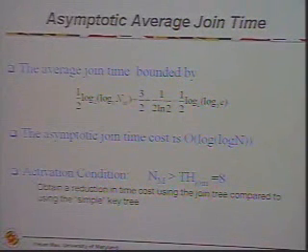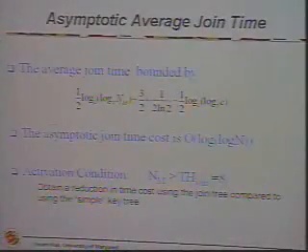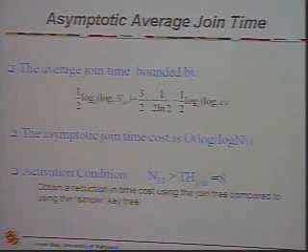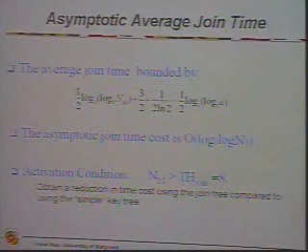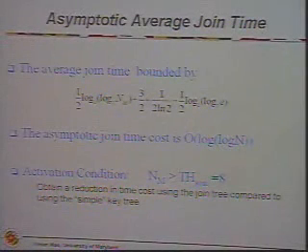When the group size is larger than 8, using a join tree will reduce the average join time compared to a simple key tree. So we compare two cases. One is without employing the join tree. The other is using the join tree. We'll compare the average join time of these two cases and see how large a group is sufficiently large to get some gain, to reduce the average join time by employing this join tree. So this is the activation condition. I didn't put the details here.